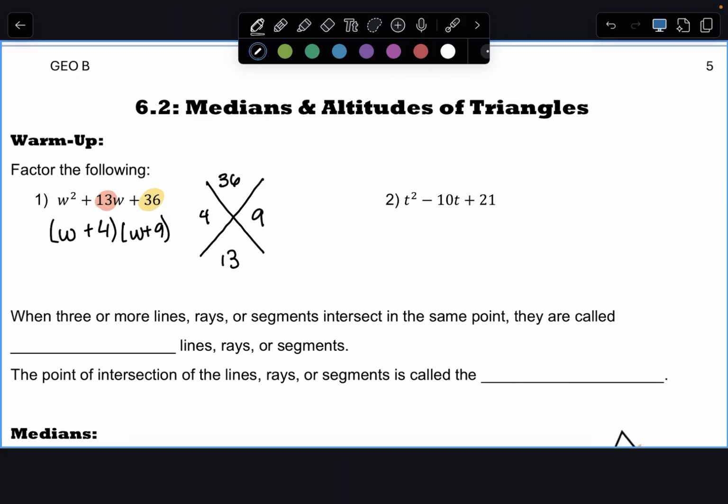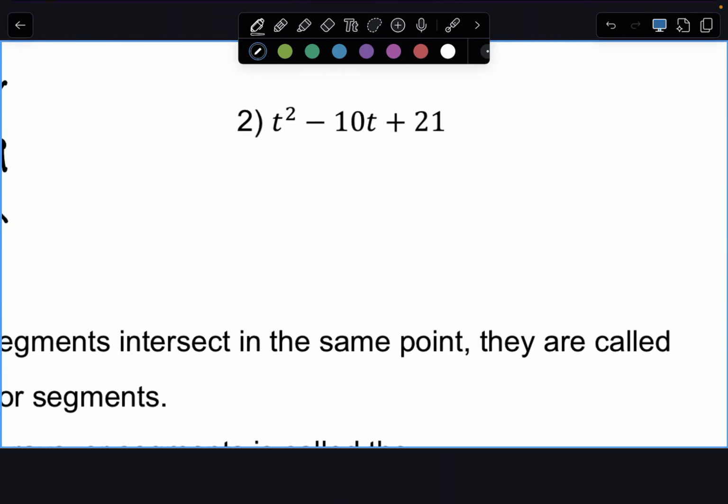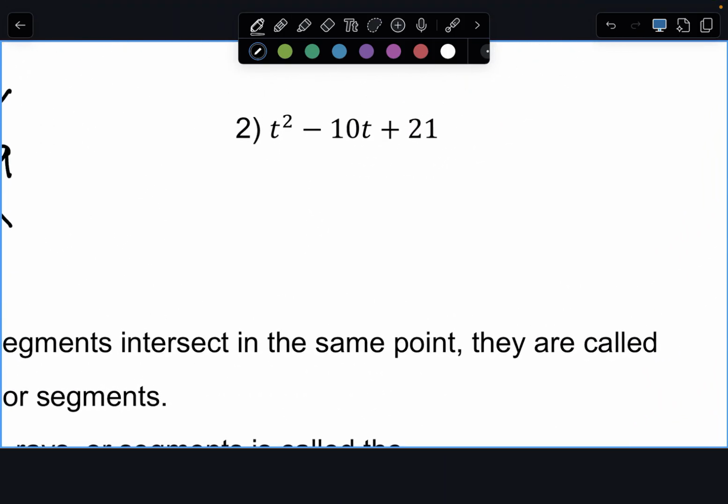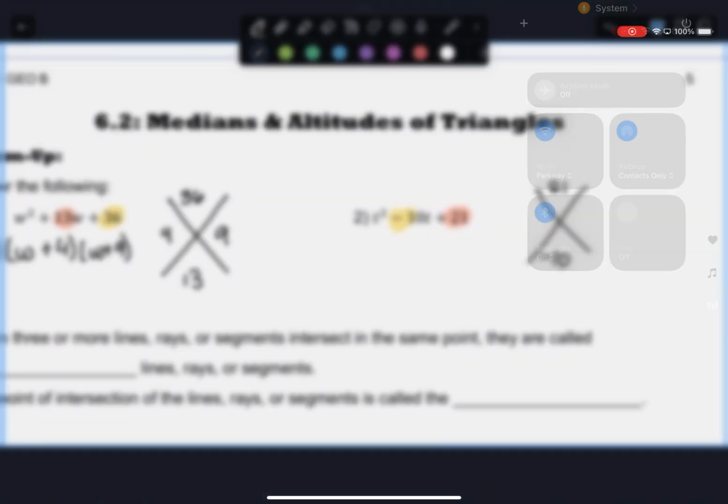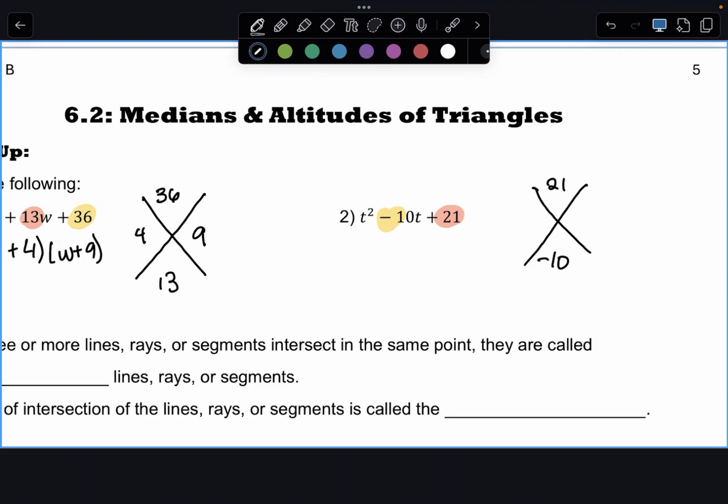Okay. The next one, again, same situation. We need 2 numbers that multiply to what? What do our numbers need to multiply by? 21, that last number. And they need to add to negative 10. Just watching your signs, it's negative 10. Okay, multiply to 21, add to negative 10.